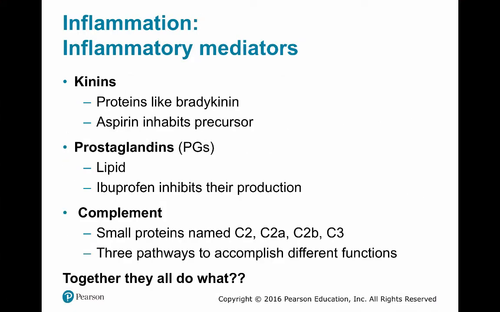Now, you also have these inflammatory mediators, kinins. These are proteins, much like what we've talked about in the past, bradykinin. And basically, aspirin inhibits their precursors. That's how come you can take aspirin to essentially help to stop these guys. Prostaglandins, these are lipids. Ibuprofen inhibits their production.